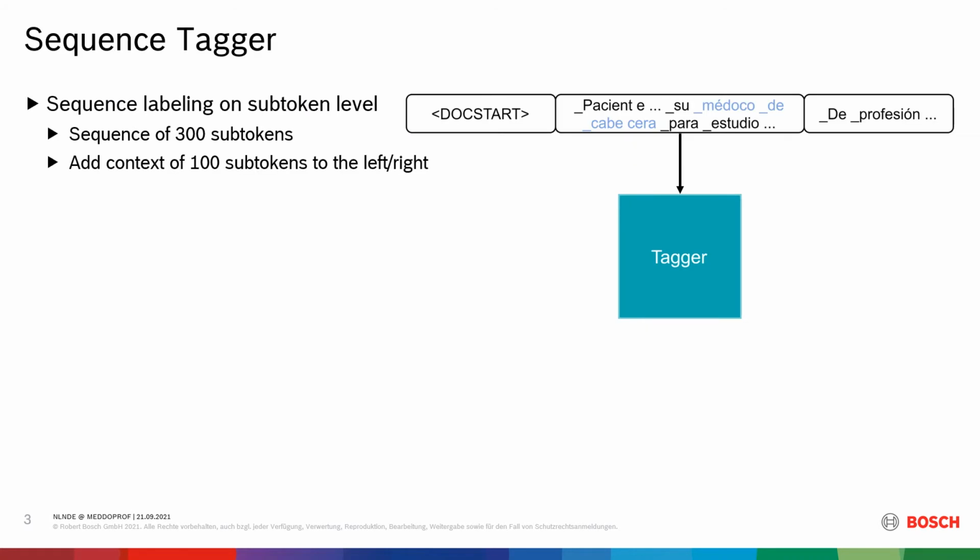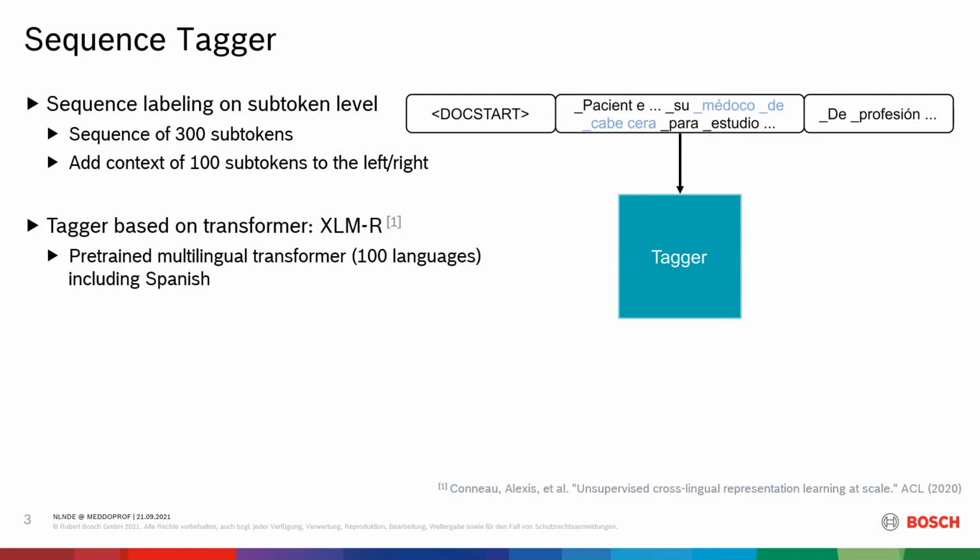Let's start with the actual sequence tagging model. As we are using a pre-trained transformer, there is no direct need to apply an external tokenizer to the data. Thus, we use the subword tokenizer that comes with the transformer model, and we perform sequence labeling on this subword level. For this, we split each document into sequences of 300 subtokens, and then we add the surrounding context of 100 subtokens to the left and 100 to the right to capture a wider document context. This input sequence is then processed by the transformer model.